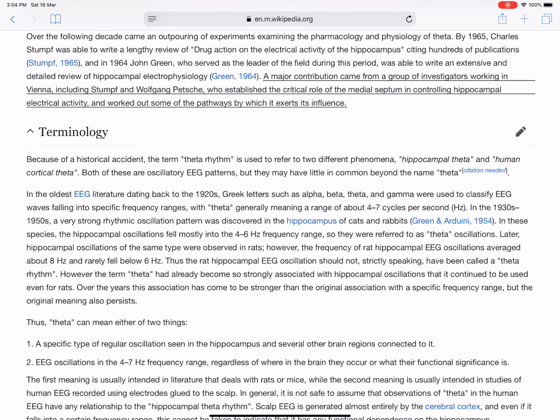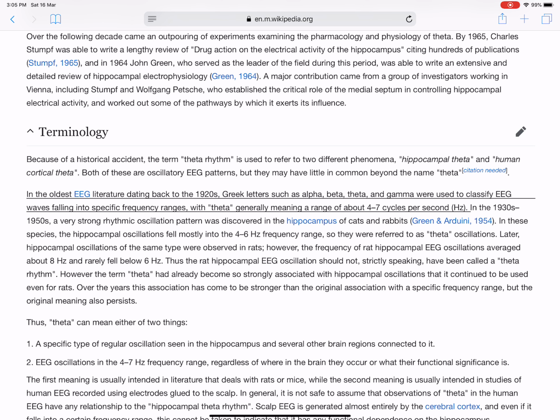Because of a historical accident, the term theta rhythm is used to refer to two different phenomena, hippocampal theta and human cortical theta. Both of these are oscillatory EEG patterns, but they may have little in common beyond the name theta. Citation needed. In the oldest EEG literature dating back to the 1920s, Greek letters such as alpha, beta, theta, and gamma were used to classify EEG waves falling into specific frequency ranges, with theta generally meaning a range of about cycles per second, Hertz.